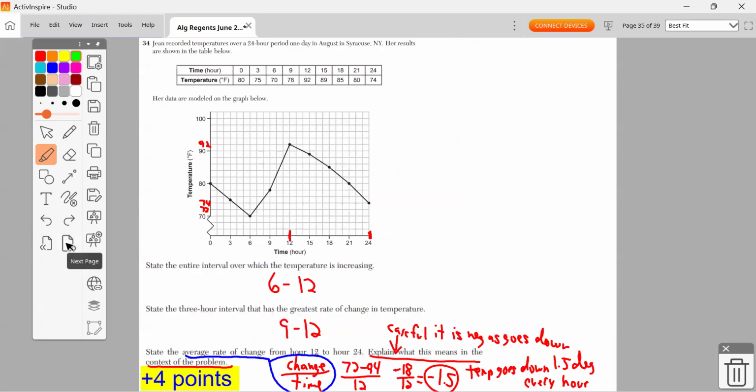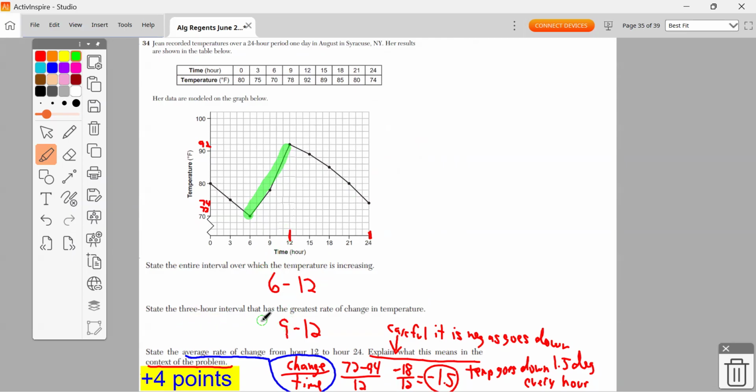In question number 34, Jen recorded temperatures over a 24-hour period. Her data is graphed on this graph. State the entire interval for which it is increasing. It is increasing right here on the graph. Well, that's in between hour 6 and hour 12.